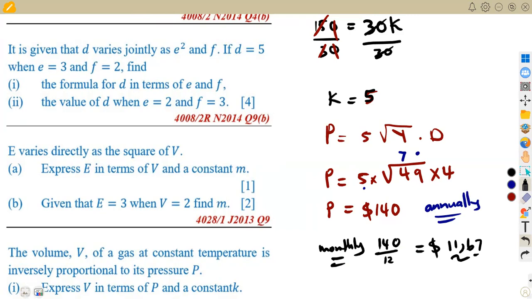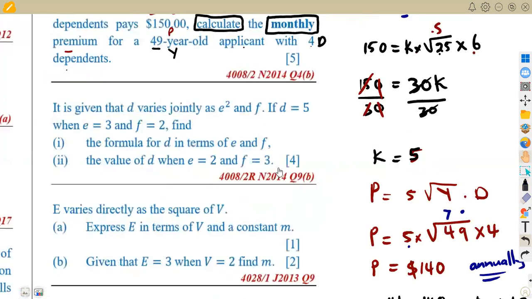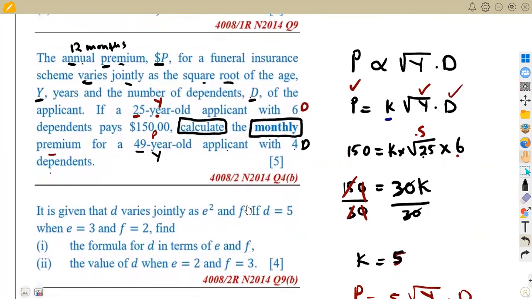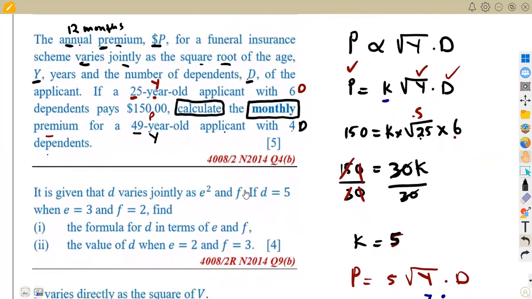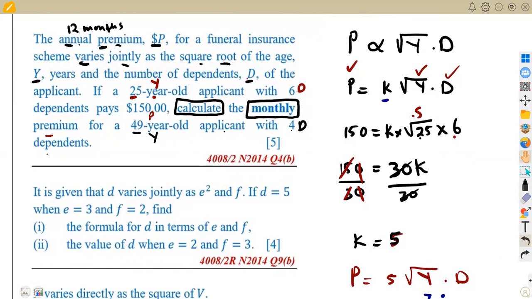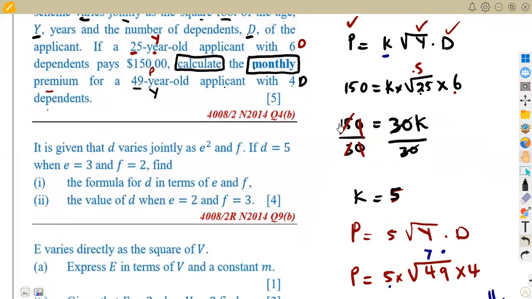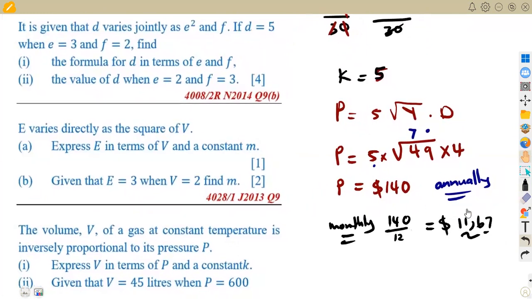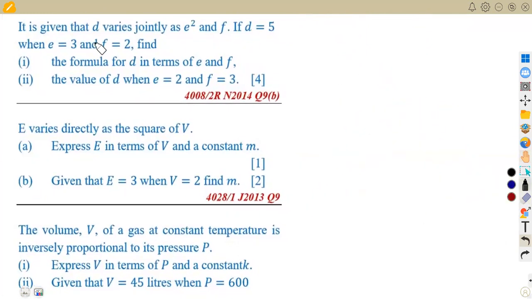So you have to be careful when attempting these typical questions. I still remember we had a particular question like this, but there we did not consider the monthly. Here, you are supposed to consider that monthly part. It's part of your question. All right, now on the other part, it is given that D varies jointly as E squared.